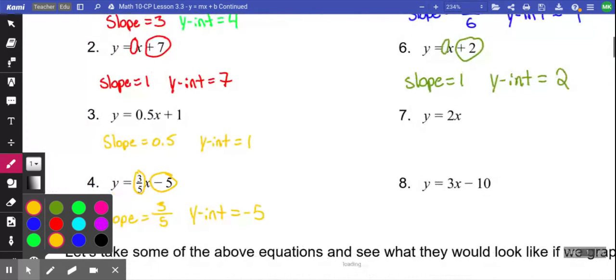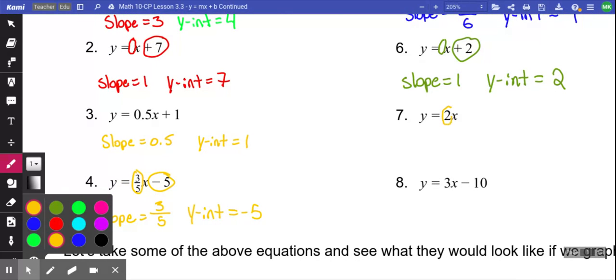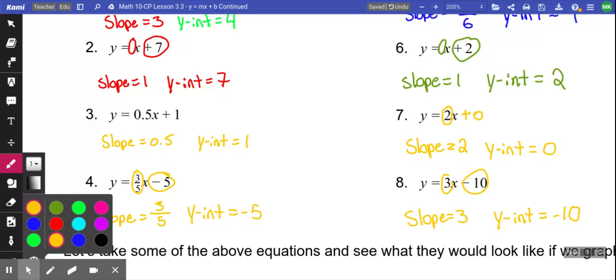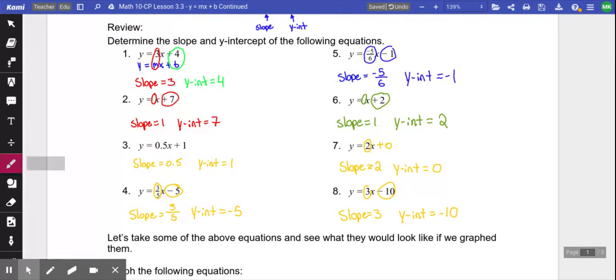Slide to the right. This one's a little trickier. The 2 is multiplied by the x, so that's your slope. But there is no number for my y-intercept. And since there's no number there, we imagine that it's a plus 0. So that means your y-intercept is 0. The last one, my slope would be 3, and my y-intercept would equal negative 10. Wonderful. That's a quick review of what we did yesterday.